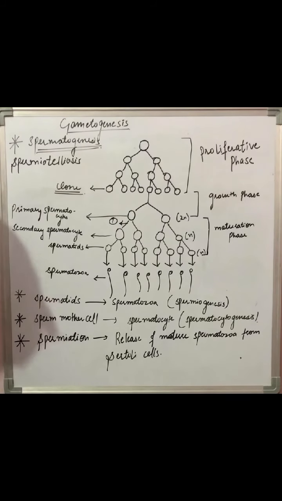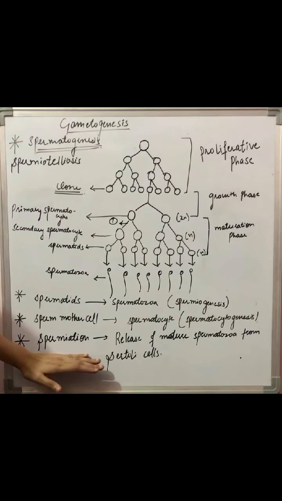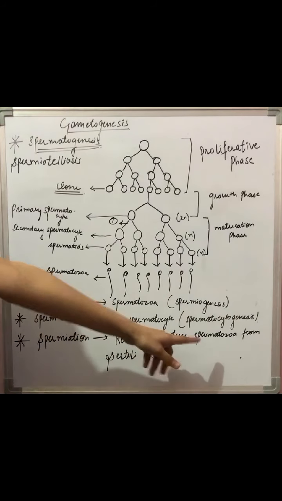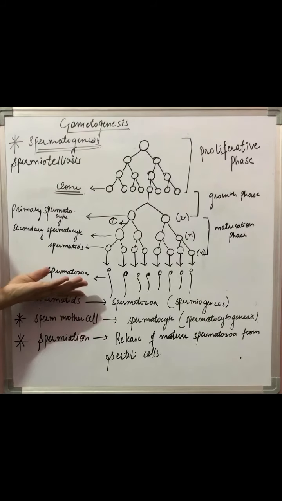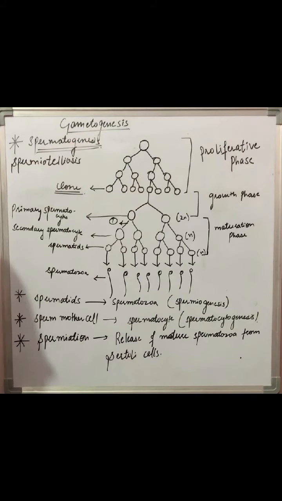Now when spermatozoa are formed, they get nourishment from the Sertoli cells, and after that they are released from the Sertoli cells, and that process is known as spermiation. The release of mature spermatozoa from the Sertoli cells is known as spermiation. So this was spermatogenesis, the formation of spermatozoa from the sperm mother cell.